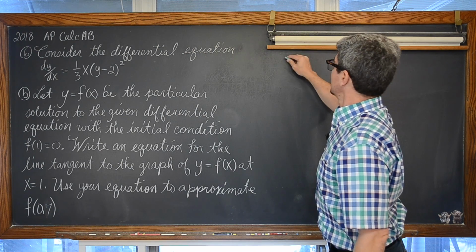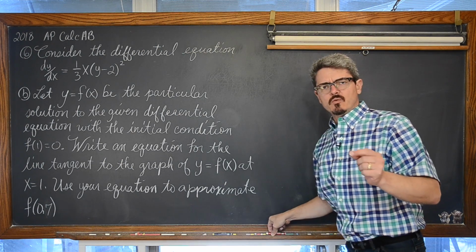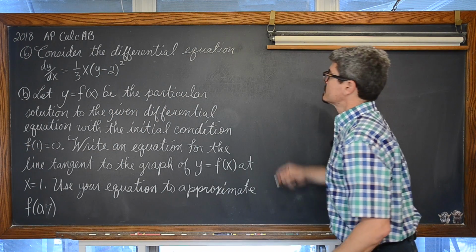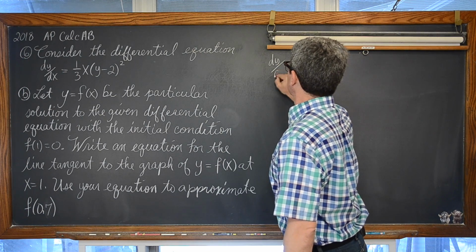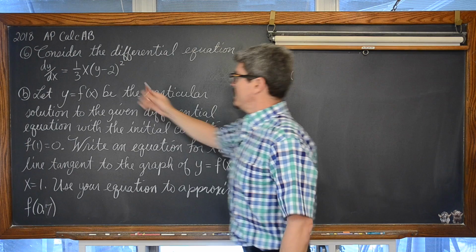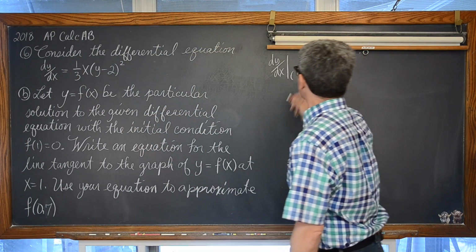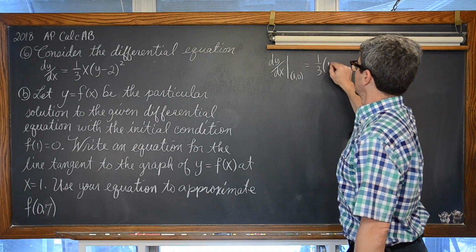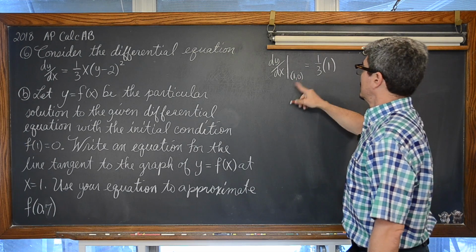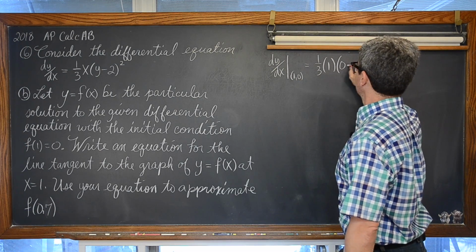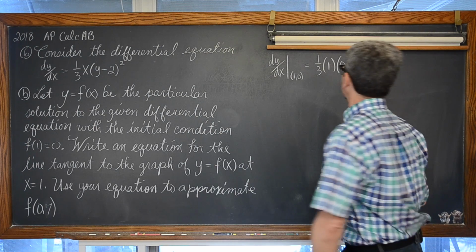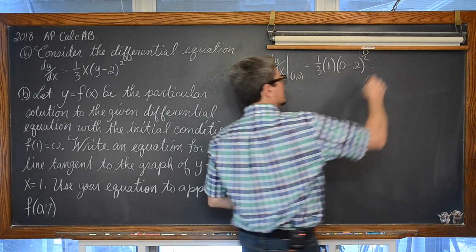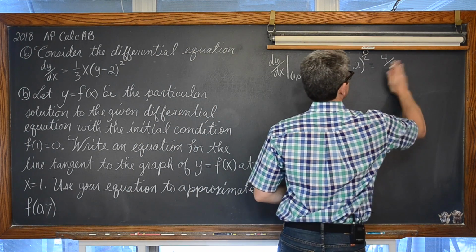Okay, first we need the slope, right? What do you need to write the equation of a line? A point and a slope. Well, we have the point, it's (1, 0). We need the slope. So dy/dx at the point, and this derivative is asking for both the x and y coordinate. So at the point (1, 0) it is equal to 1/3 times our x value of 1 times our y value of 0 minus 2 squared. So negative 2 squared is 4. 4 times 1, 4 times 1/3.